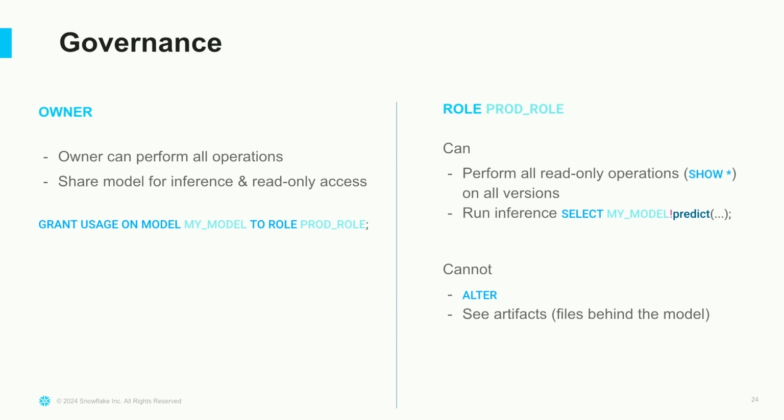The prod role can do inference, can do all the read-only operations to figure out what functions the model exposes, what versions it exposes, which one is the default version, and it can call inference. But it cannot alter your model. It also cannot see the artifacts. So you can securely share, without exposing your model weights to anyone you want, just by granting usage.